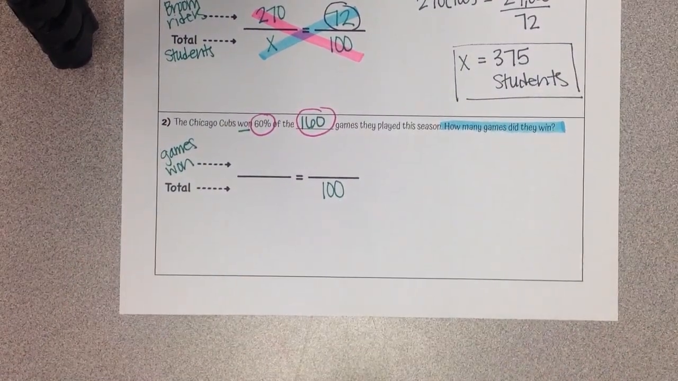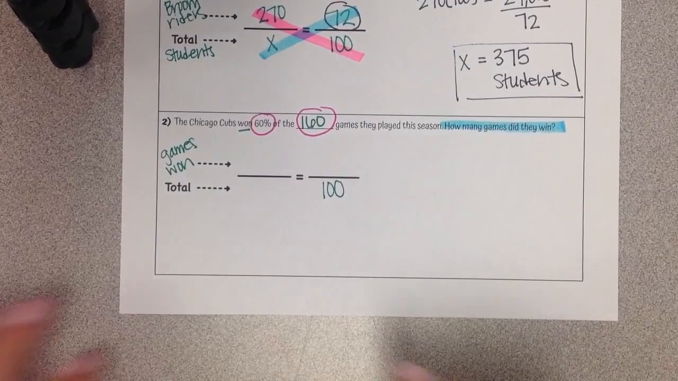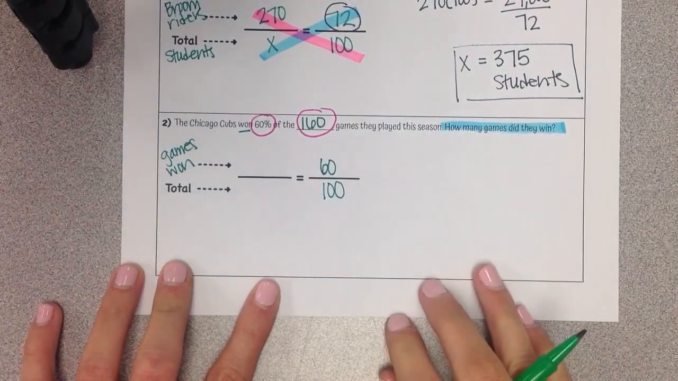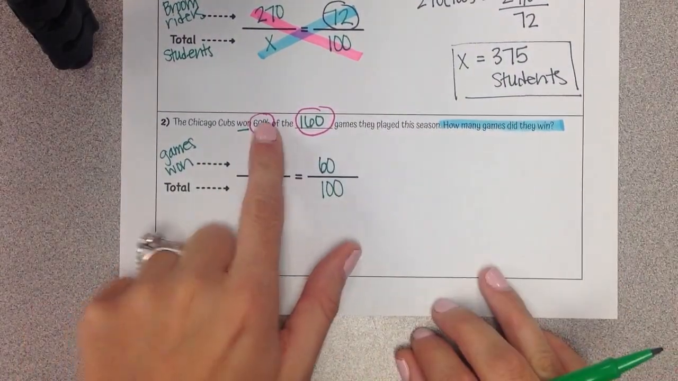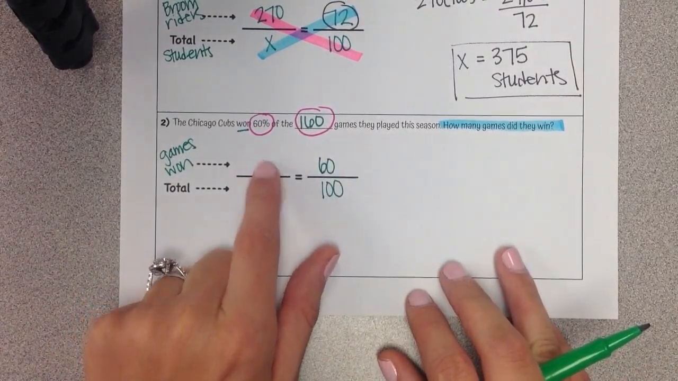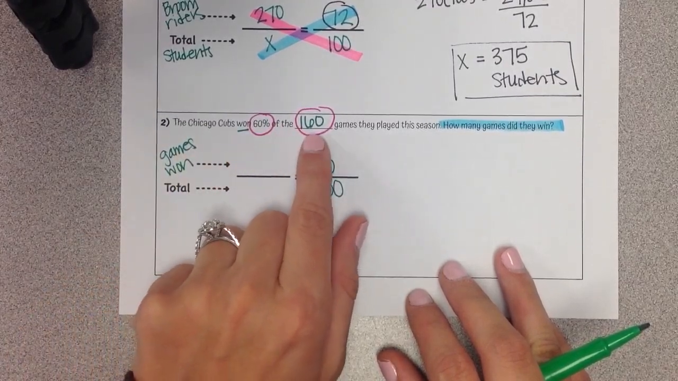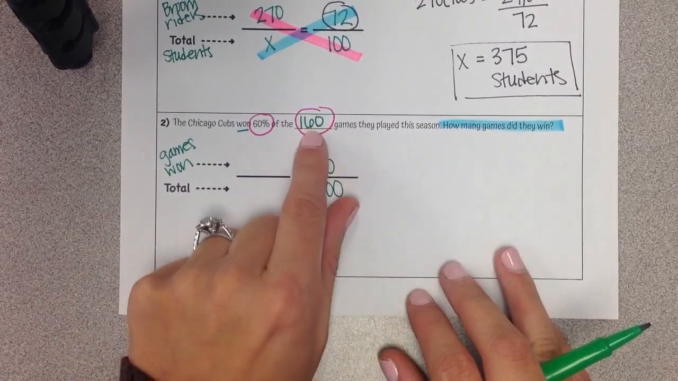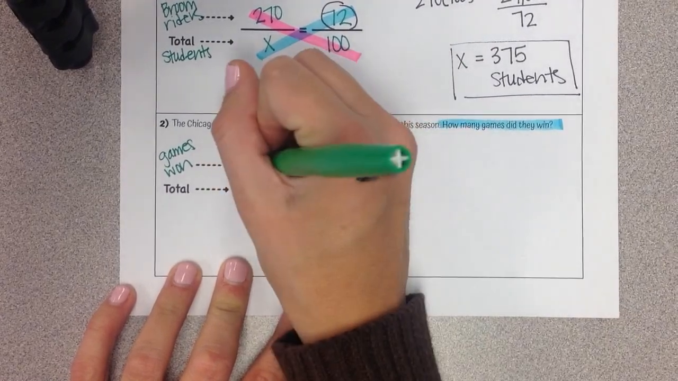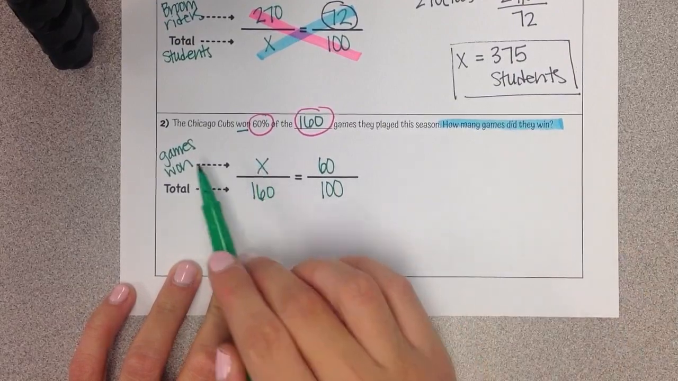Okay? So again, the first thing I always look for in the problem is the percent. So either a percent sign or the word percent. I see our percent sign. That tells me that that has to go above the 100. So we've already used that number. Now we're figuring out, okay, 160. Is that talking about the games that they won or the total amount of games? So the Chicago Cubs won 60% of the 160 games they played this season. So the 160 games is the games they played. That's the total amount of games. We don't know how many games they won, because if we look at their question, it says, how many games did they win? That is our unknown.